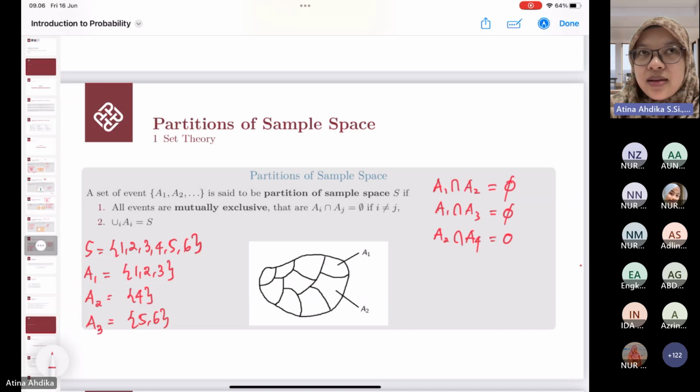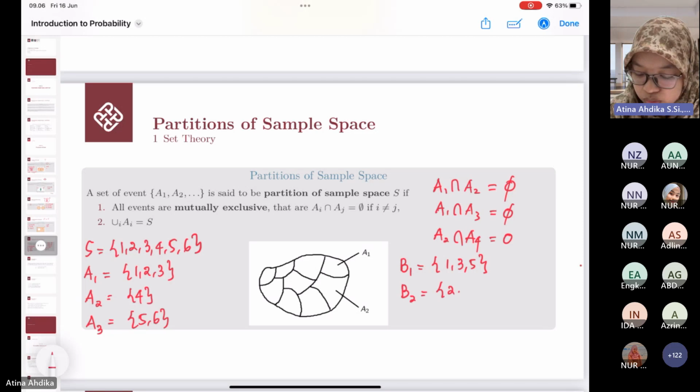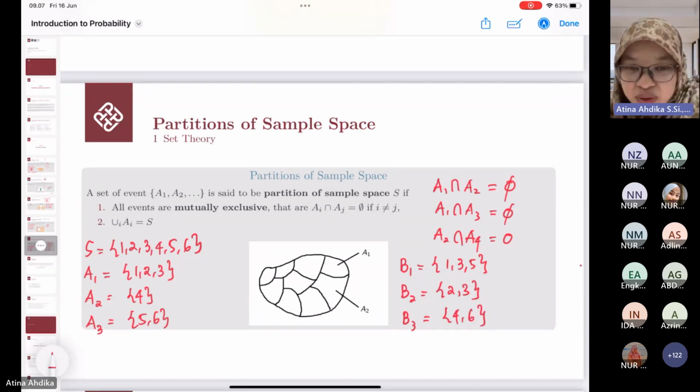Okay, I will give you another example here. Consider that I have event of B1 consists of 1, 3, 5, and then B2 consists of 2 and 3, and then B3 consists of 4 and 6. So are B1, B2, and B3 partitions of sample space? Are they the partitions of sample space?